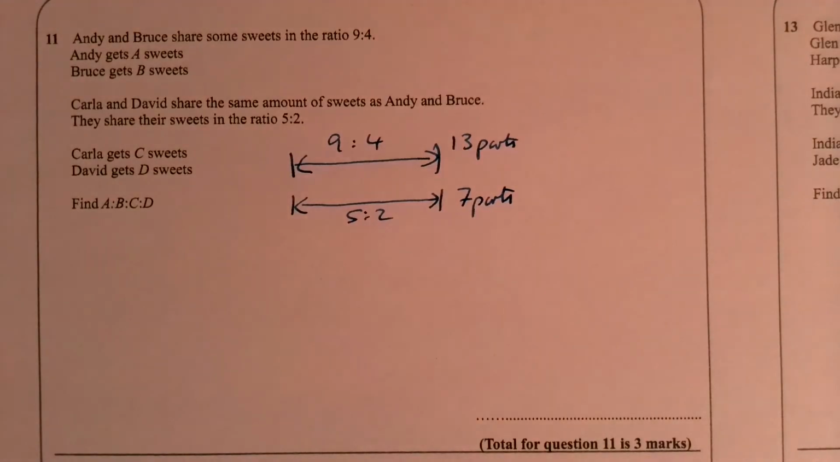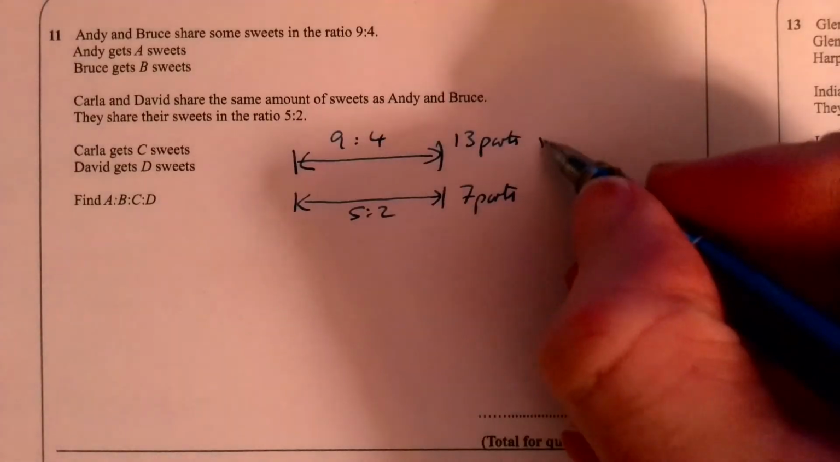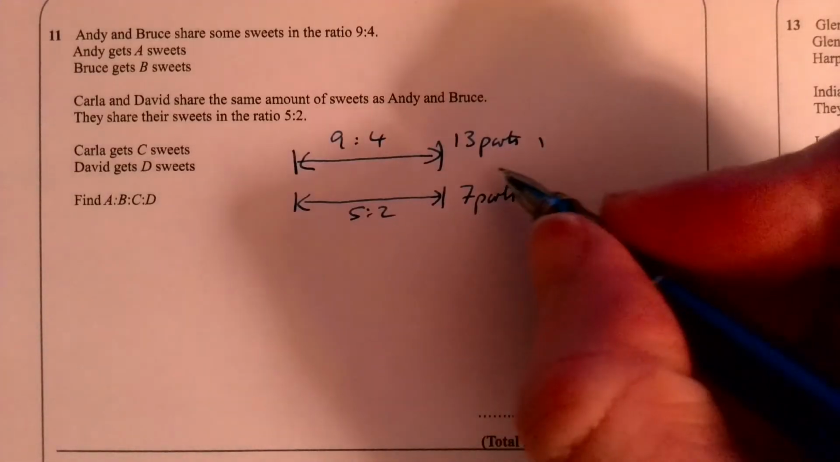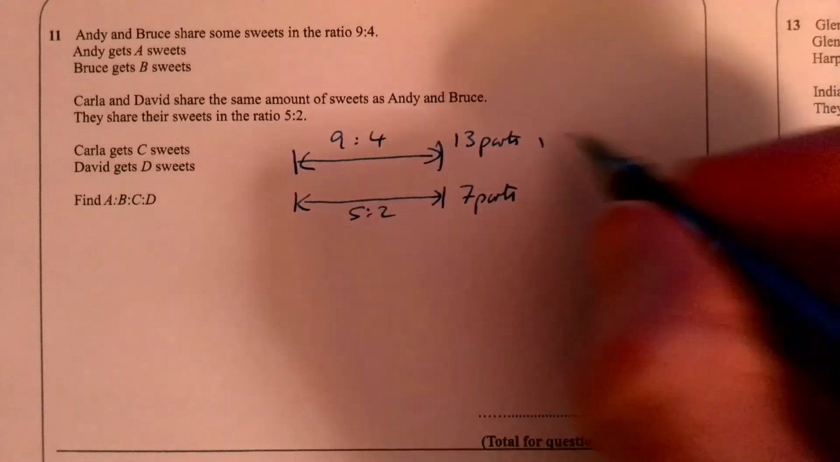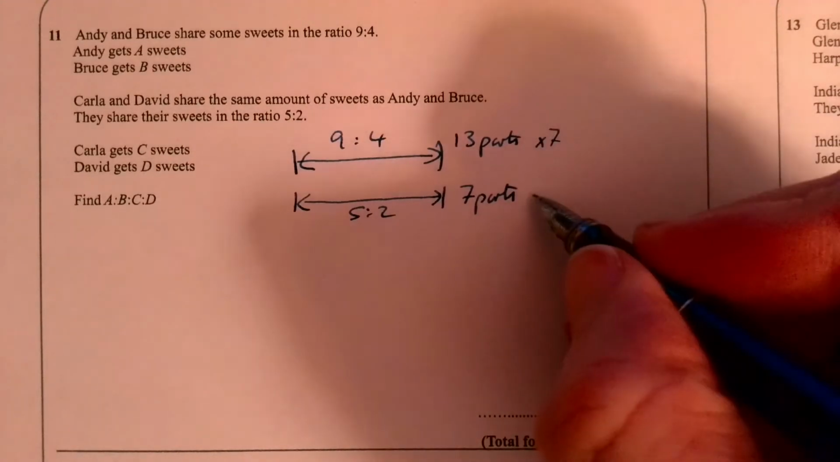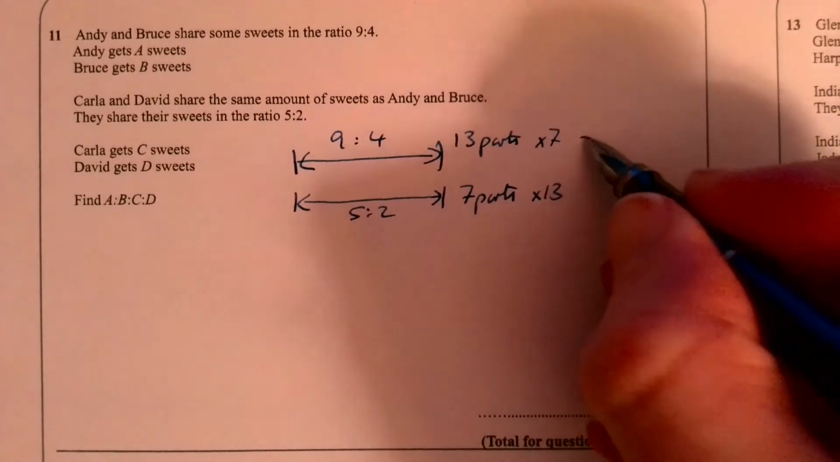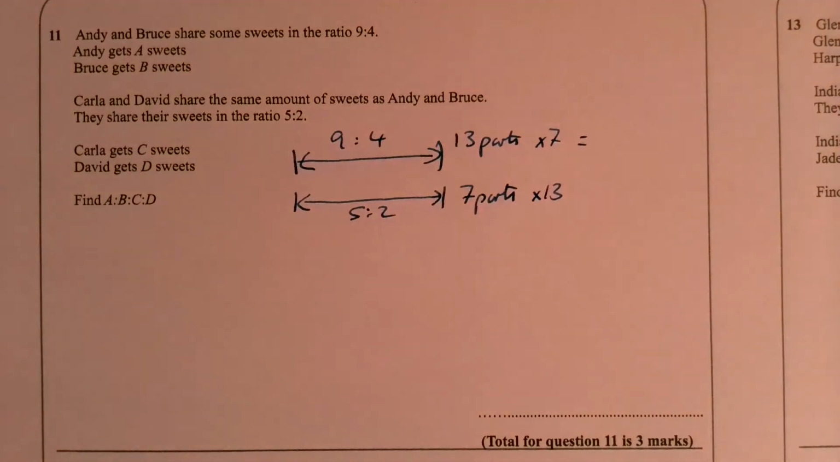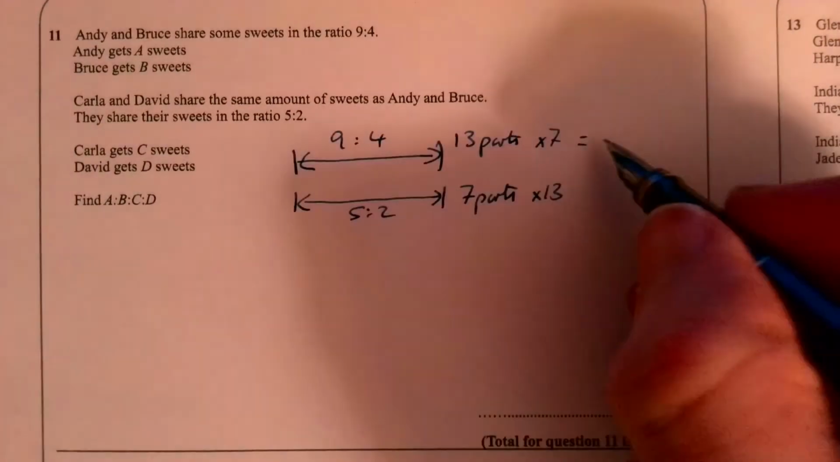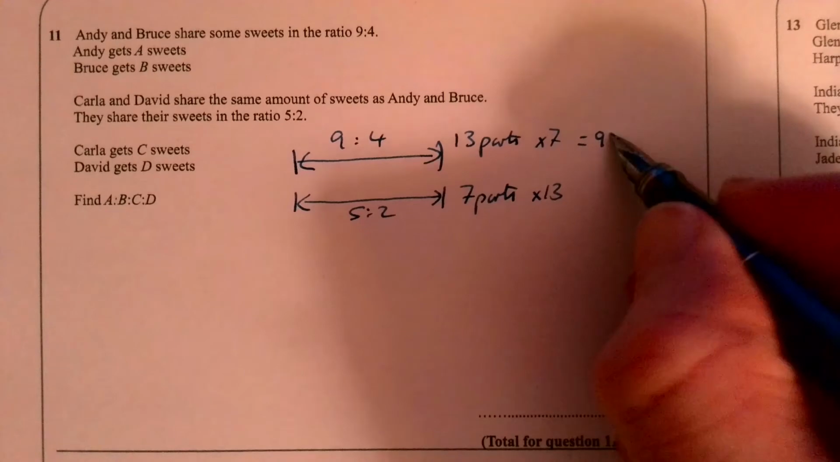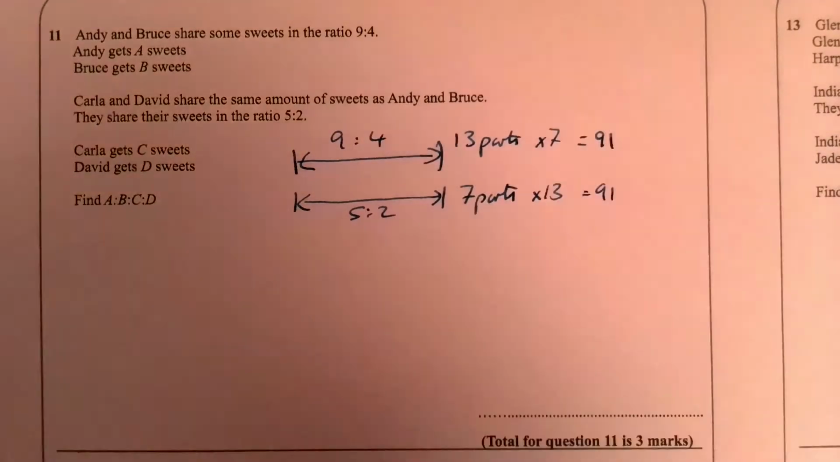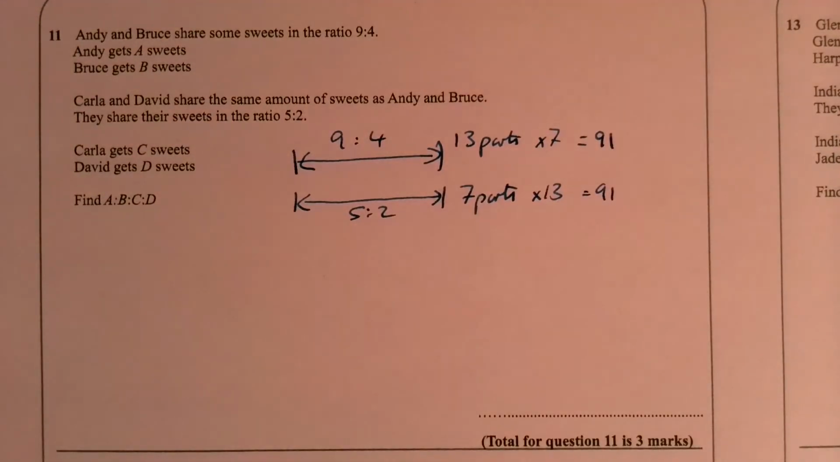We're going to do a very similar trick to what we did before. We need the lowest common denominator. Now these two are both prime numbers, so we're going to have to times 13 by 7 and 7 by 13. 7 times 13, 70 plus 21 is 91. So we're going to have 91 parts all together.